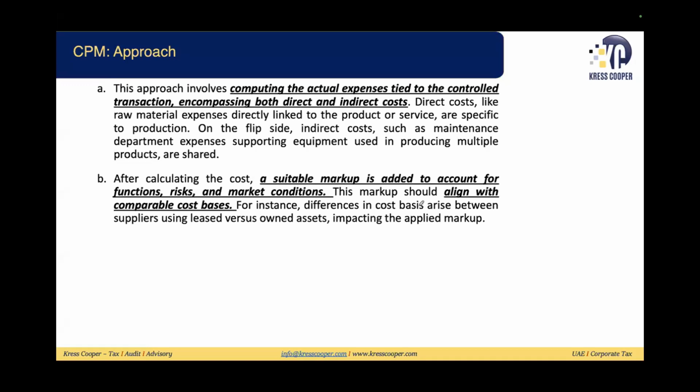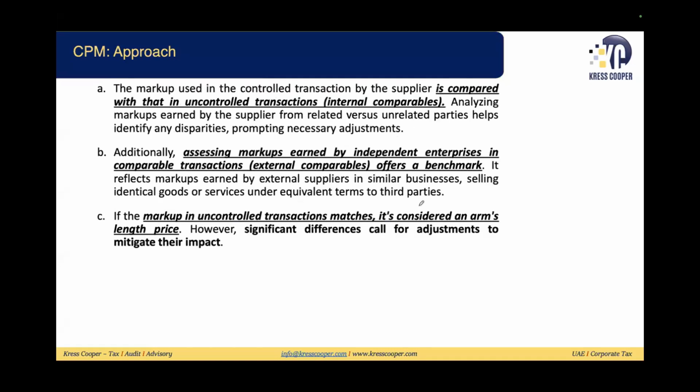Markup, as I mentioned, three things are very important. We need to look into this. What functions are being performed? What assets are being utilized? What risk is being taken? By considering all these factors and the basis of the cost, we need to add the markup. The important thing, whenever we are considering whether this is our arm length price or not, is that we have the benchmark.